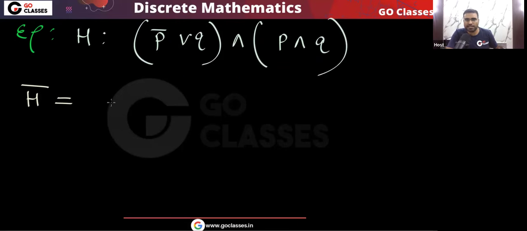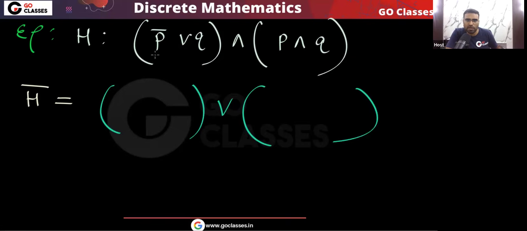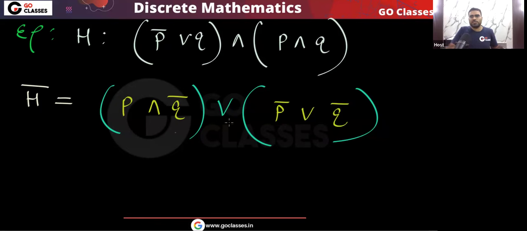If you want H negation, then very simple. This and will become or. This P bar will become P. This or will become and. This Q will become Q bar. This P will become P bar. This and will become or. This Q will become Q bar. Remember, this and will become or. So like this. This is the negation of H.